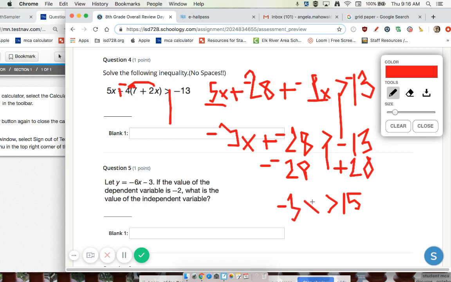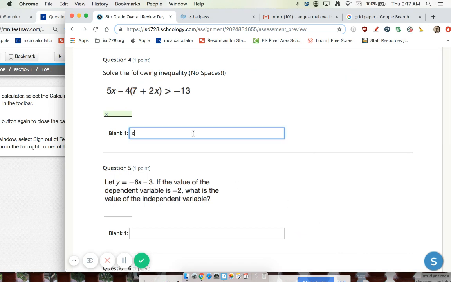And then I'm going to divide by a negative, and that's where I create a false statement. So if you divide by a negative, we have to flip the inequality. So x is going to be, flip it, less than. 15 divided by negative 3 is a negative 5. So x is less than negative 5. So I would write x less than negative 5.